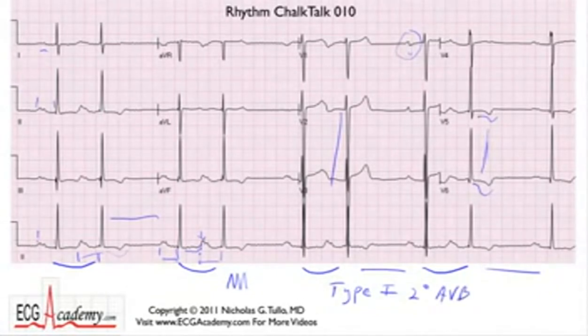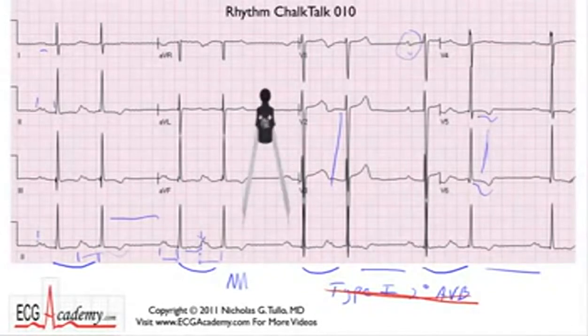Well, if you said that, you are wrong. Nope. Fooled ya. Okay, so why not? Why isn't this type 1 second degree AV block? Clearly, the P is getting longer. You've got group beating. Well, let's take out our trusty calipers and figure it out. What should we be looking for with our calipers? Well, one thing's for sure.